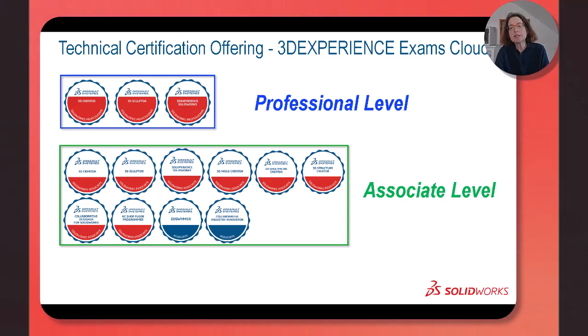In the 3D Experience X Design, SOLIDWORKS also provides your students with associate and professional level exams. The associate level exams also include collaborative and cloud-based technology exams with 3D Swimmer and Collaborative Industry Innovator.